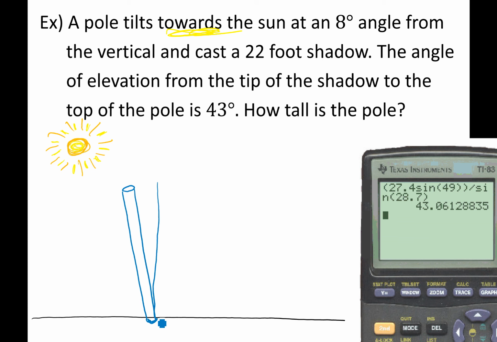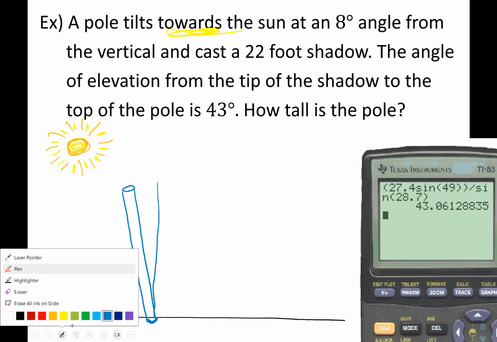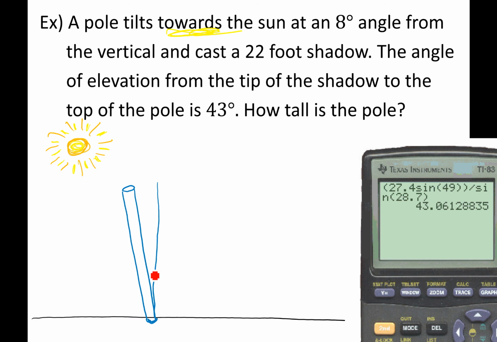Okay, so it's a pole that tilts at an 8-degree angle. So from the vertical towards the sun is 8 degrees. So this little itty bitty angle right here, that's 8 degrees.